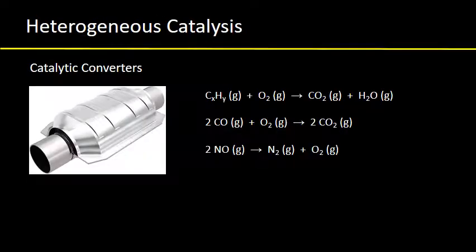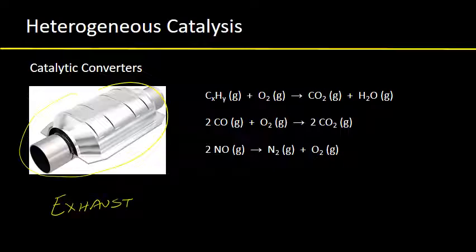Okay, a second kind of heterogeneous catalysis is what happens in catalytic converters in an automobile. And this is a catalytic converter, and it is inserted in the exhaust system. And what it does is it catalyzes three important reactions in the exhaust stream. One of them is the combustion of any unburnt fuel. The fuel generally would react with oxygen in the engine, and would be converted into CO2 and water.